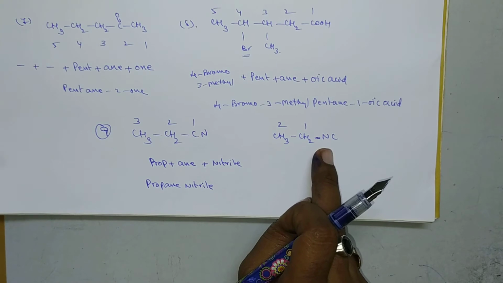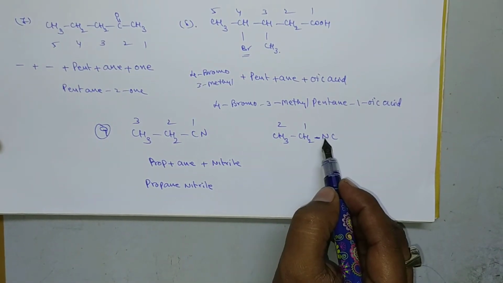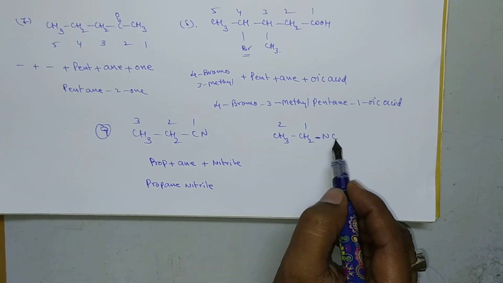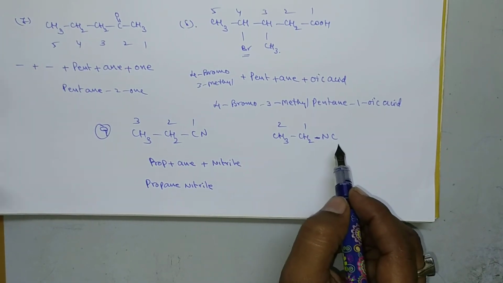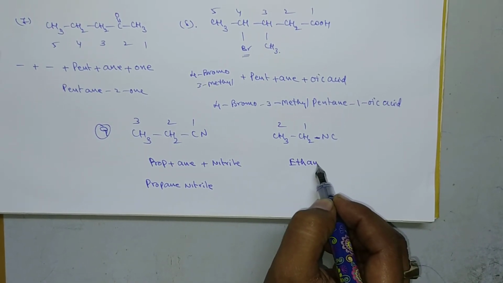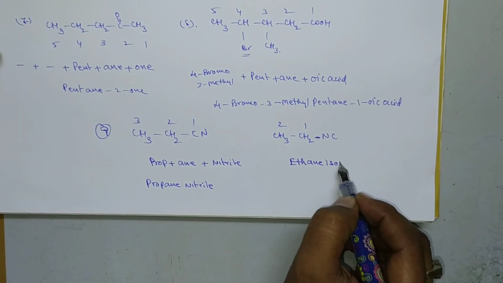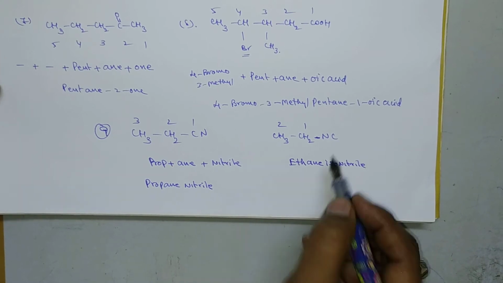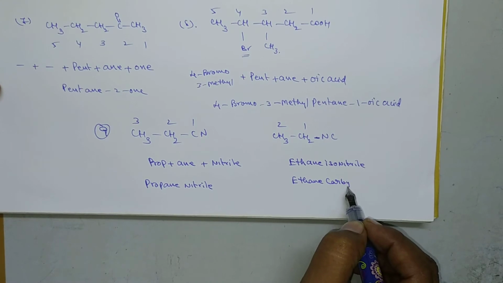In the case of isocyanides we should not take the functional group carbon into the root word, because here there is no continuous carbon chain. Here there is a carbon and nitrogen linkage. So we have to consider only 2 carbons. This carbon is not in the continuous carbon chain. That's why the root word is eth only. Eth plus "an", ethane. NC means isonitrile. Ethane isonitrile, or it is also called ethane carbylamine.